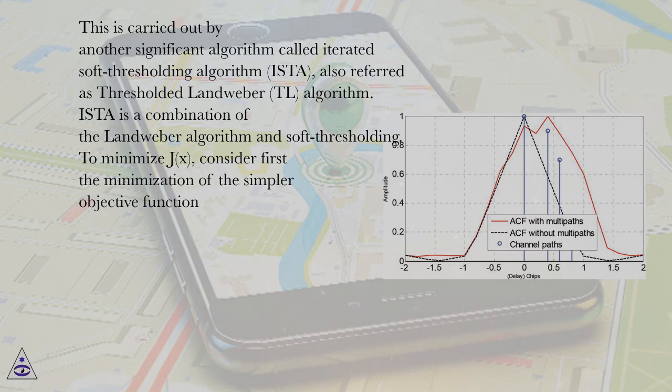This is carried out by another significant algorithm called the iterated soft thresholding algorithm, ISTA, also referred to as the thresholded Landweber, TL, algorithm. ISTA is a combination of the Landweber algorithm and soft thresholding. To minimize J(x), consider first the minimization of the simpler objective function.